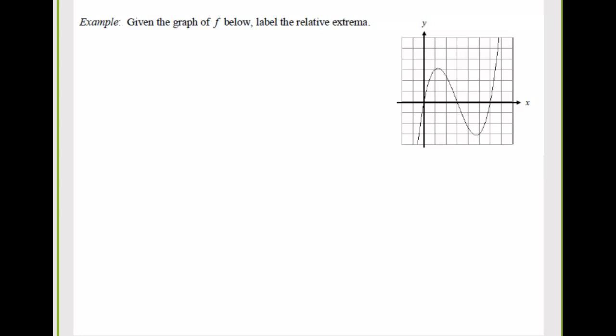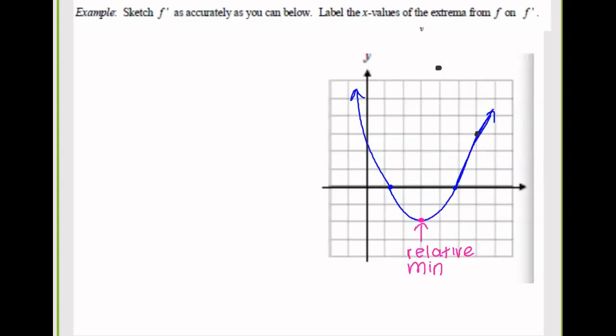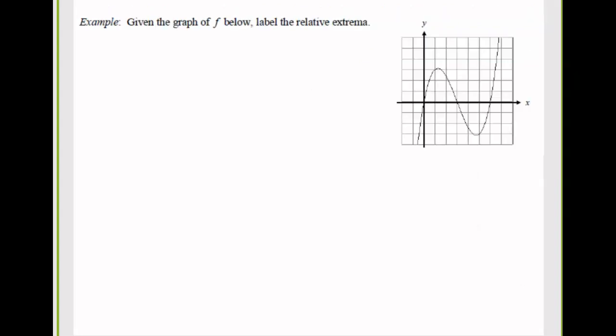So it says, given the graph of f below, label the relative extrema. So we can see based on this graph that it is a cubic, and we have two relative extrema. We have a relative extrema here and here. Okay, so what we're going to do is use that previous graph to sketch the graph of the derivative based off what we know from our chart back in the day.